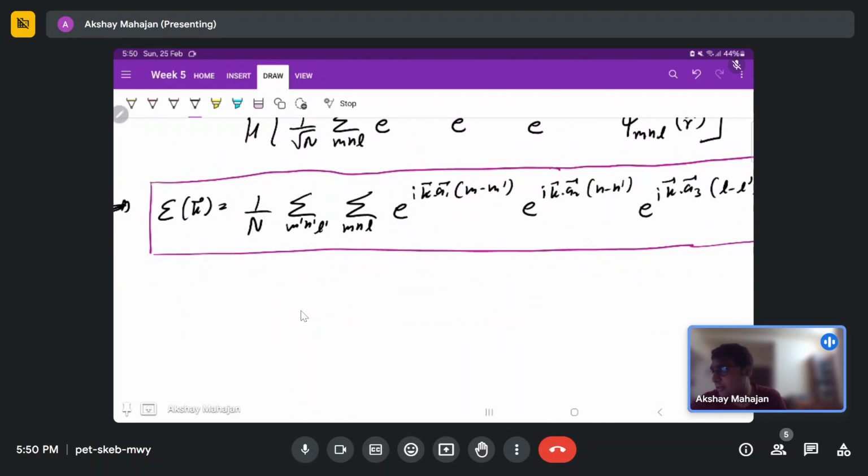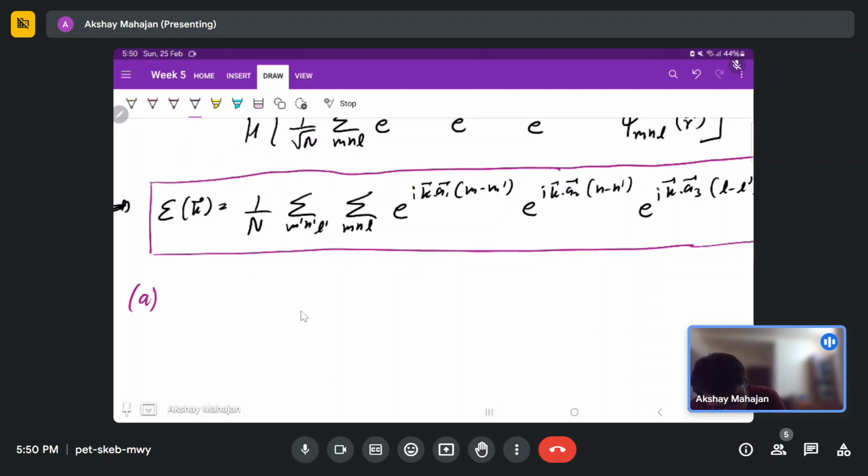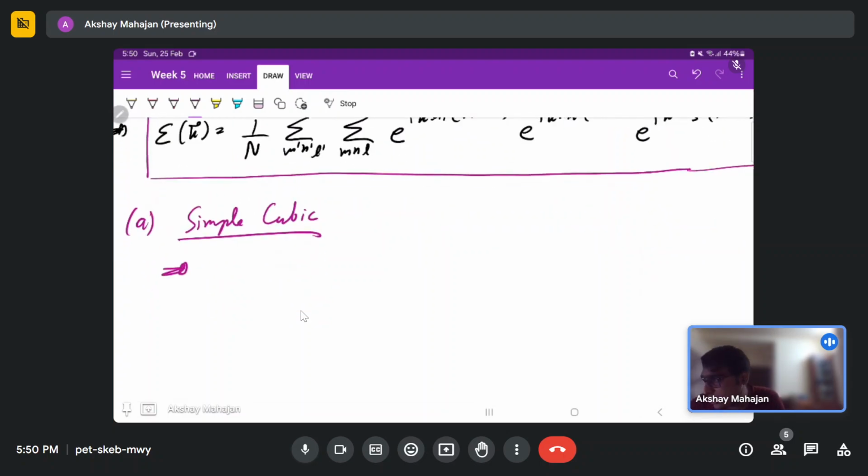Right, now let's go to our present problem. First let me start writing in this color. Our part A: we are asked for a simple cubic lattice. Now for a simple cubic lattice, what do we have? There are 6 nearest neighbors. For a simple cubic we have 6 nearest neighbors, and we have the lattice parameter.